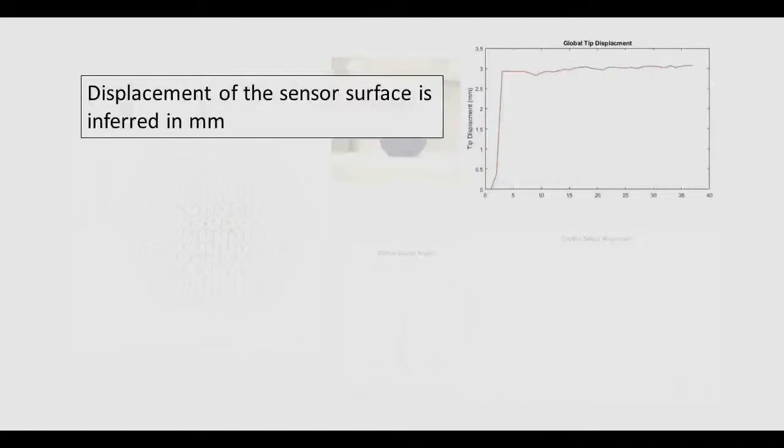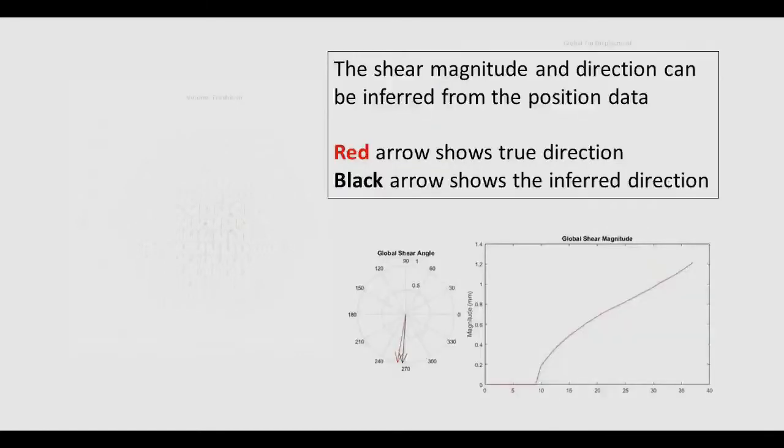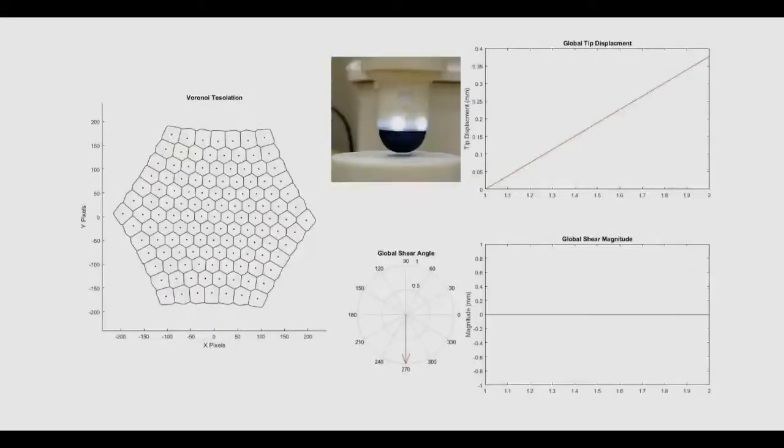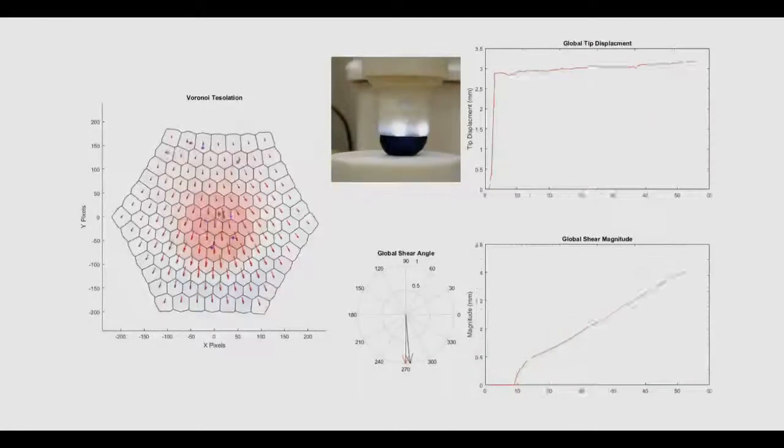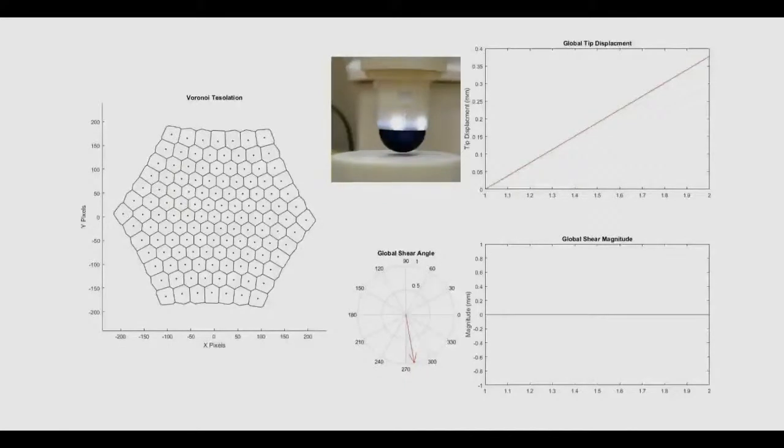The movement of pins contains information on the local surface shear, represented here by red arrows on the visualization. The global average of these estimates the shear across the entire sensor. In this experiment, the inferred shear angle is validated against the direction of movement exerted by the arm.